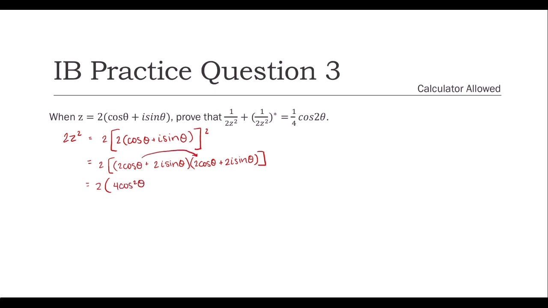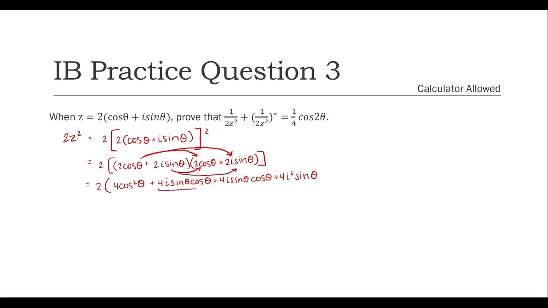So that was this. And then we have 2 cosine theta times 2i sine theta is going to be plus 4i sine theta cosine theta. And then 2i sine theta times 2 cosine theta is going to give us another 4i sine theta cosine theta. And then we have 2i sine theta times 2i sine theta is going to be plus 4i squared sine squared theta.